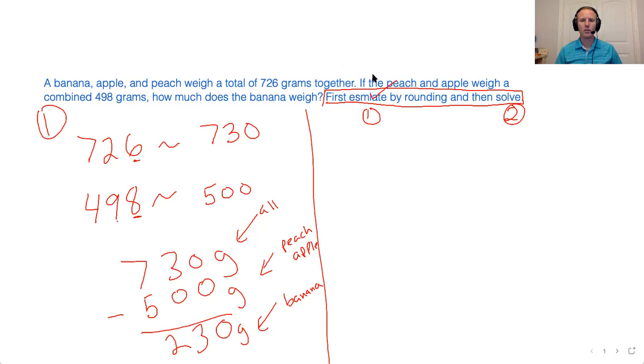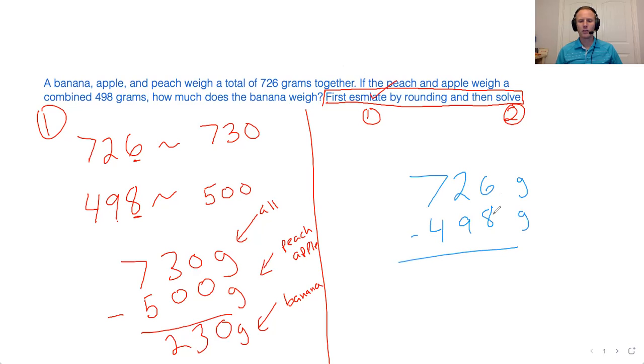Part two, we need to actually just do the math and solve it. So we're going to take the original numbers, 726 and 498, and we're still subtracting. We're doing the same exact process, just this time we're not rounding first.